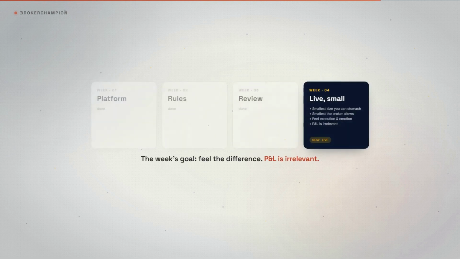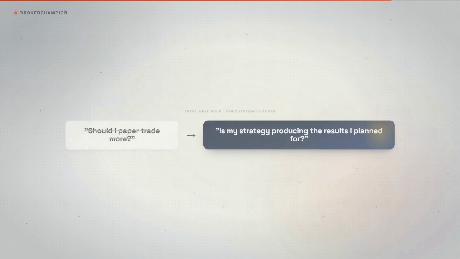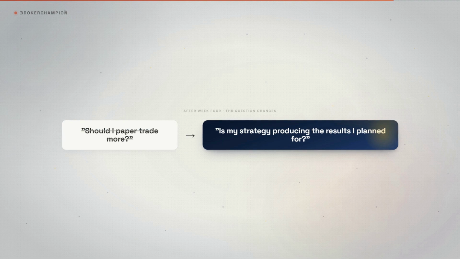Week 4 is live, very small. Smallest amount you can stomach losing. Smallest position the broker allows. The week's goal is to feel the difference in execution and emotion. P&L is irrelevant. After week 4, the question stops being, should I paper trade more? It becomes, is my strategy producing the results I planned for?